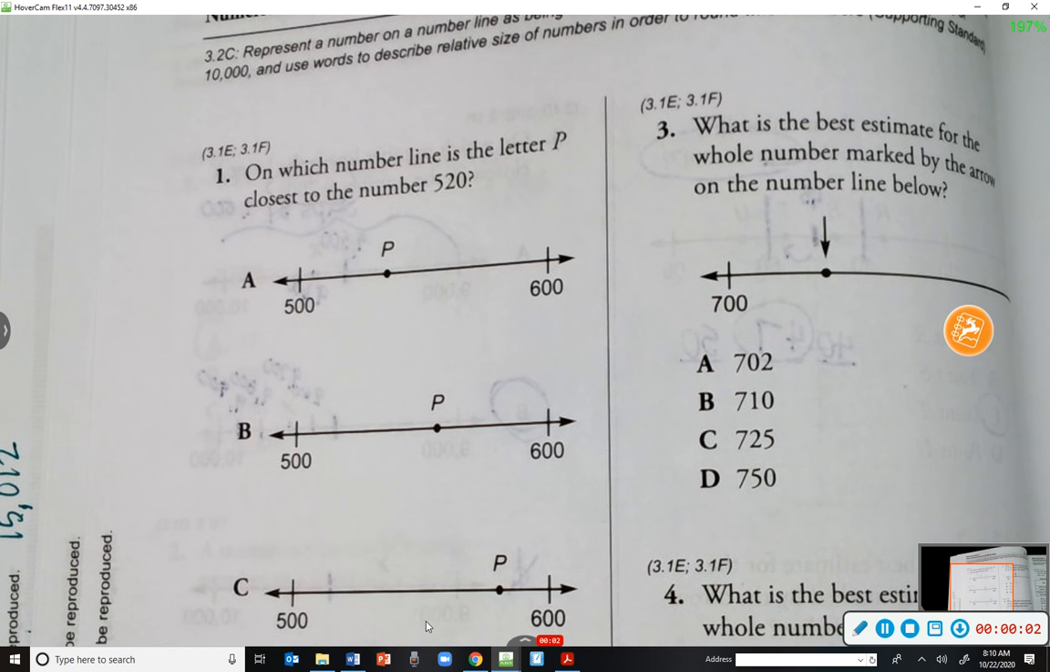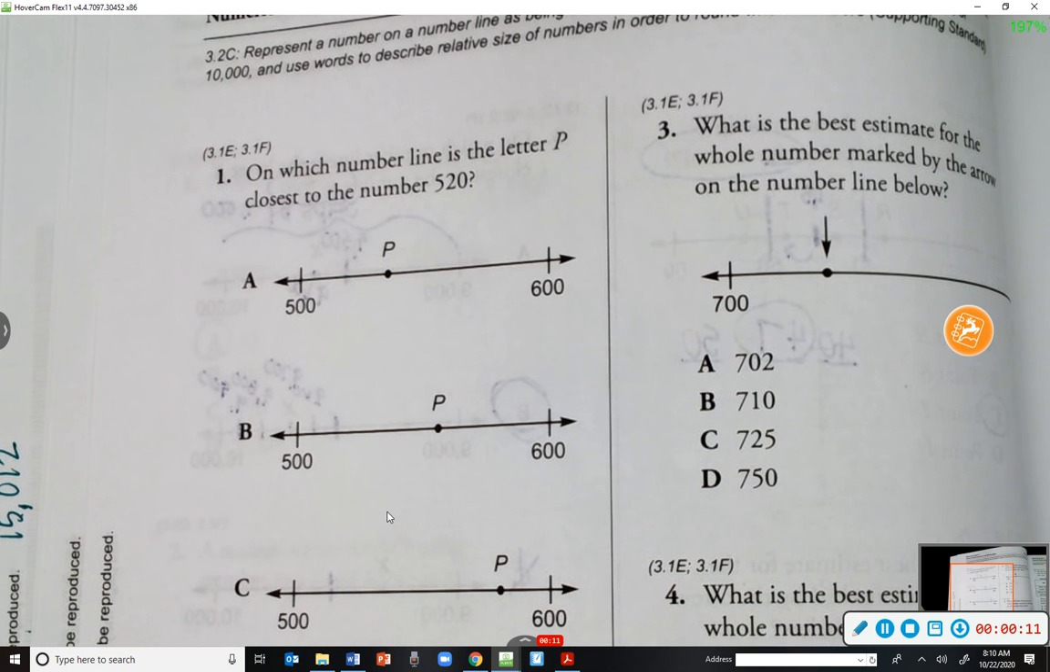Okay, class, we are going to check our warm-up. We are doing page 14 in our Star Master book, and this is Thursday, October 22nd. Okay, number 1 says, on which number line is the letter P closest to the number 520?